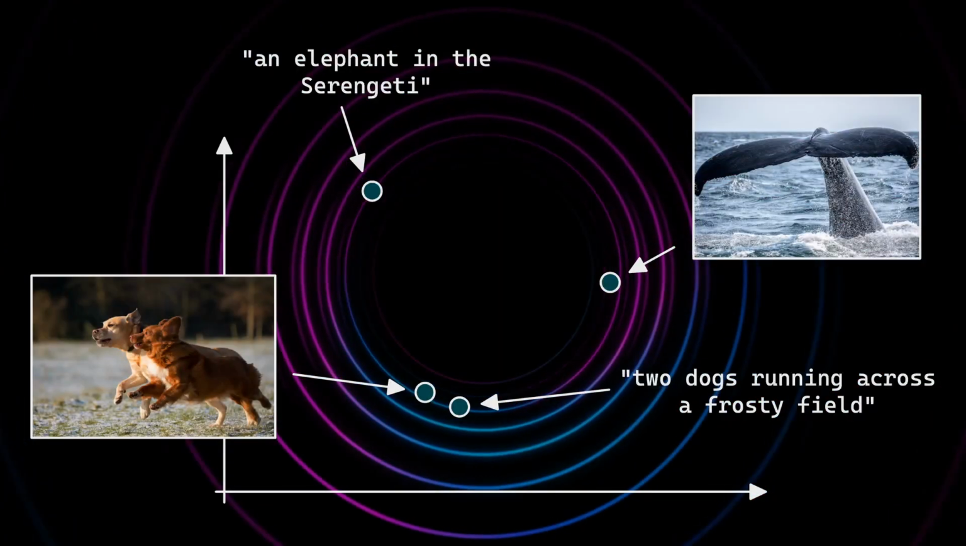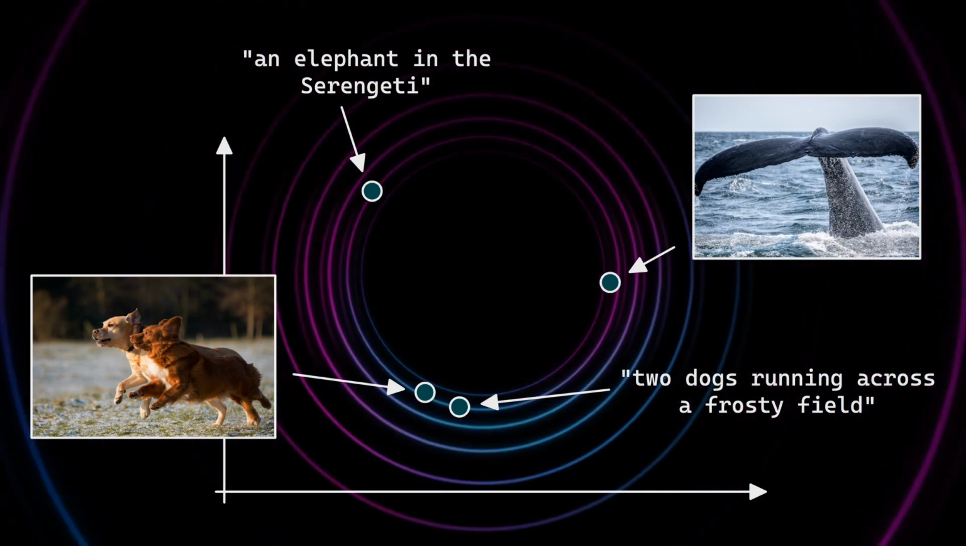But these two models do actually output patterns that are logical and make sense. And we can see some of this by comparing the similarity between the vectors that it outputs. Okay, so we can see that the two vectors for dogs running across a frosty field, both the text vector and the image vector, are both within a very similar vector space. Whereas something else like elephants in the Serengeti, whether it's text or image, is not here with our two dogs running across a frosty field. It's somewhere over here, right, in a completely different space.